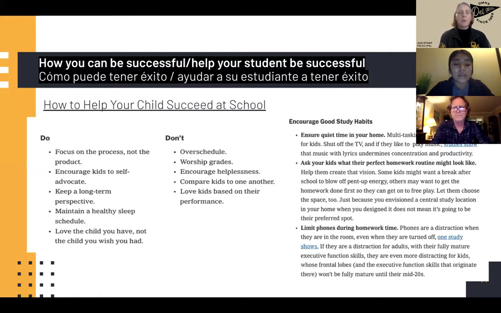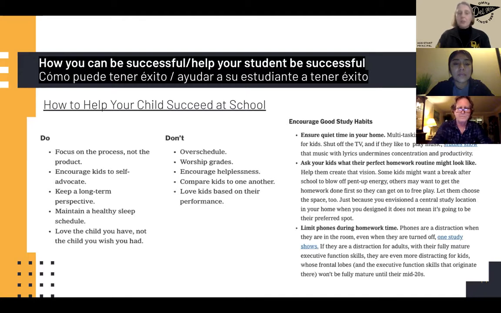and not trying to overschedule or just focus on the grades, right? We really want to focus on, are they learning? Are they progressing? Are they getting those skills they need? And of course, wanting to have passing grades and hopefully good grades, but also focusing on that process and getting them ready to be successful.